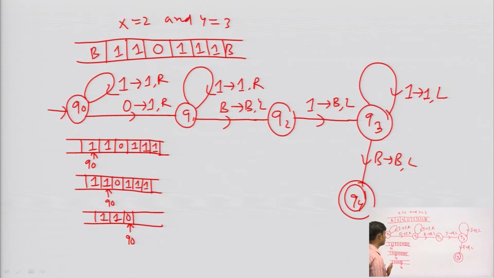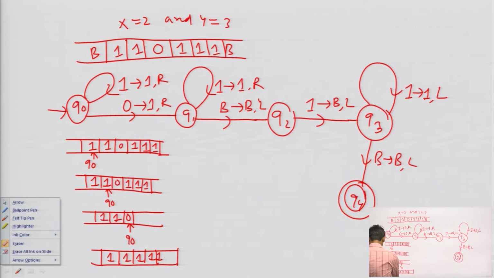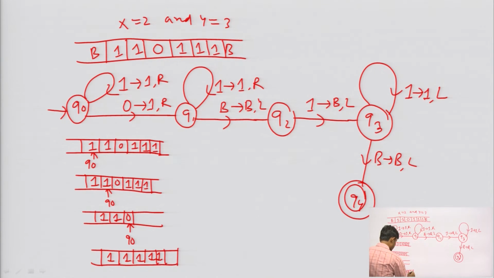When 0 is there, you change the transition from Q0 to Q1, and 0 is replaced by 1. So this is the 0 replaced by 1. Now the tape is 1, 1, 1, and then the 3 1s. Both sides will be blank. Now you are in Q1.